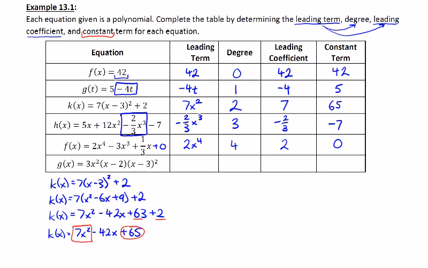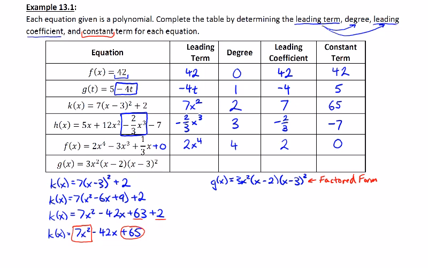And the last equation, we have g of x is equal to 3x squared times x minus 2 times x minus 3 squared. So I want to copy this equation down, and I want to give another look at it, because this is also not in standard form. This is known as factored form. And there will come a time very quickly where we are interested in the factored form over the standard form. But it is important that you know how to go from one form to the other.